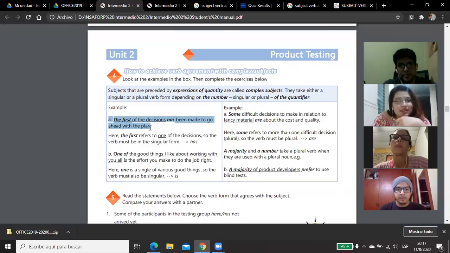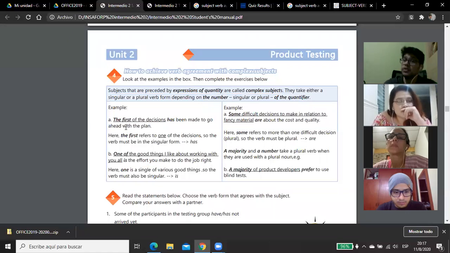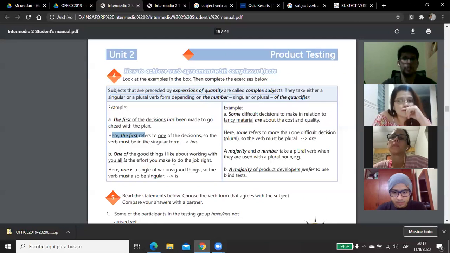The first of decisions has been made to go ahead with the plan. Okay, good. So here we have the first, right? It's just one. The first refers to one of the decisions, one among many. Good. Great. Let's ask Romulo to continue reading, please.